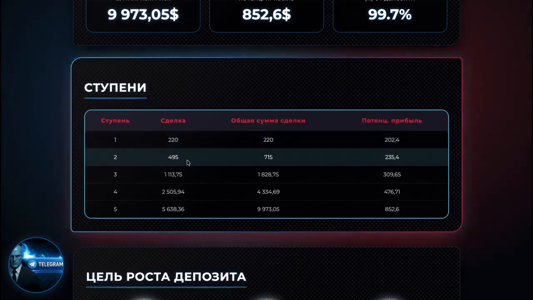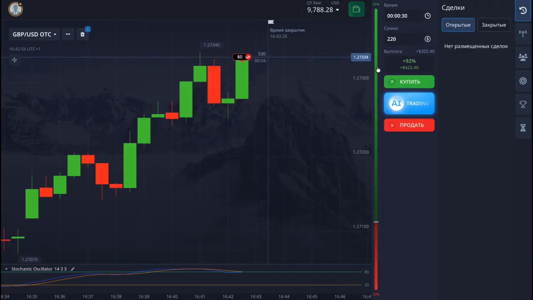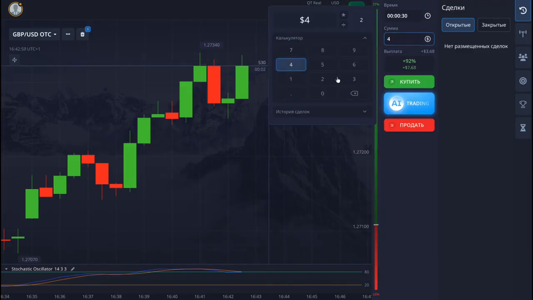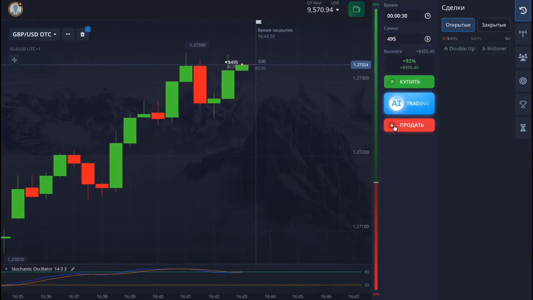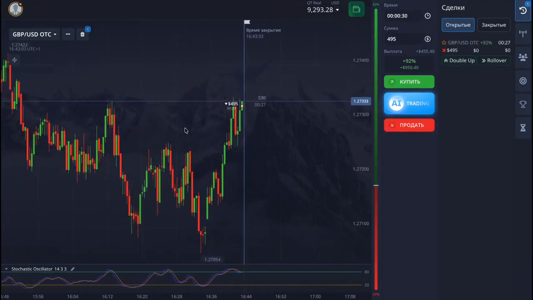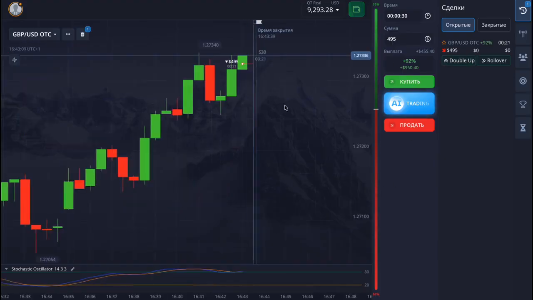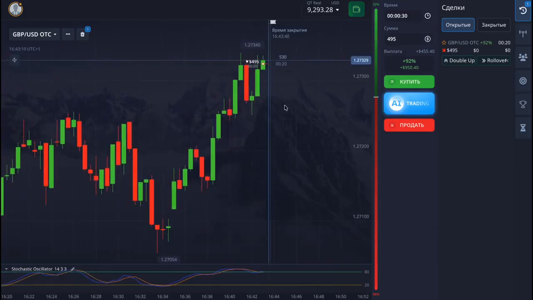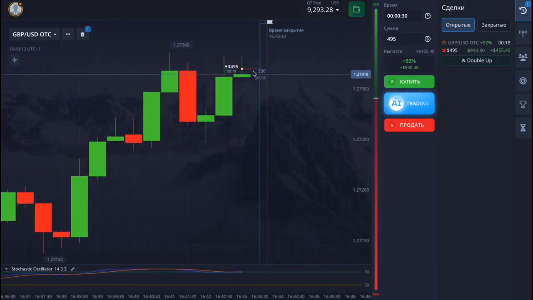That is, I'm taking $495. So $495, and I'm going down again. GBP USD. I took 30 seconds to go down, took the second step, and we're waiting for the close. Why did I take the second step, and why did I enter here again? Because we can see that the indicator shows that the market should go down. And we'll check that right now.